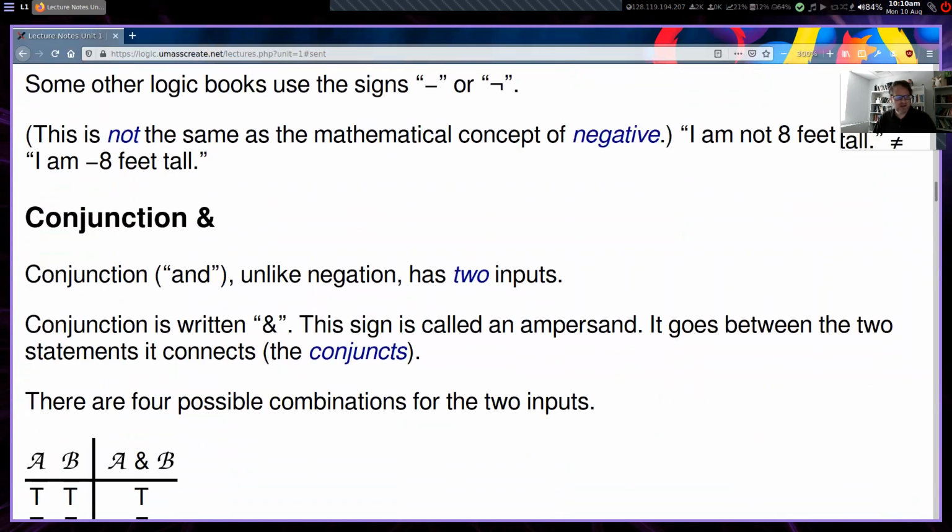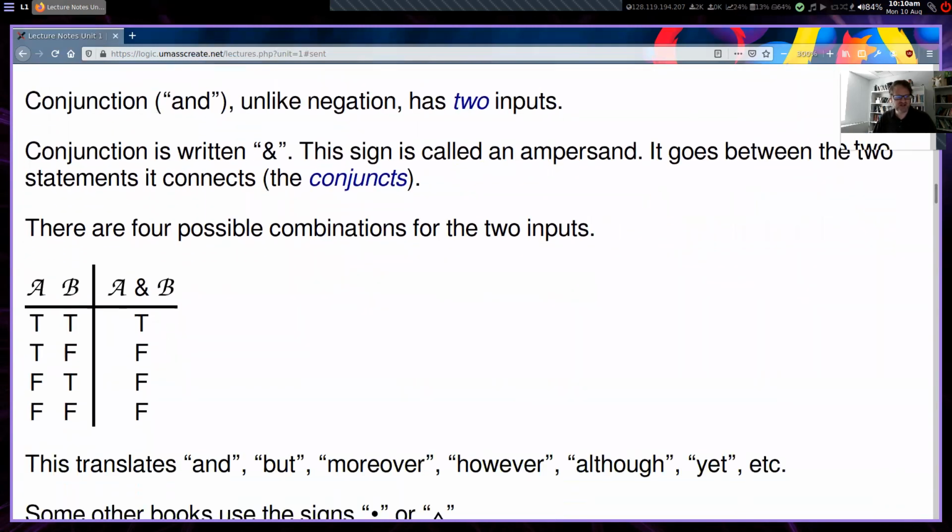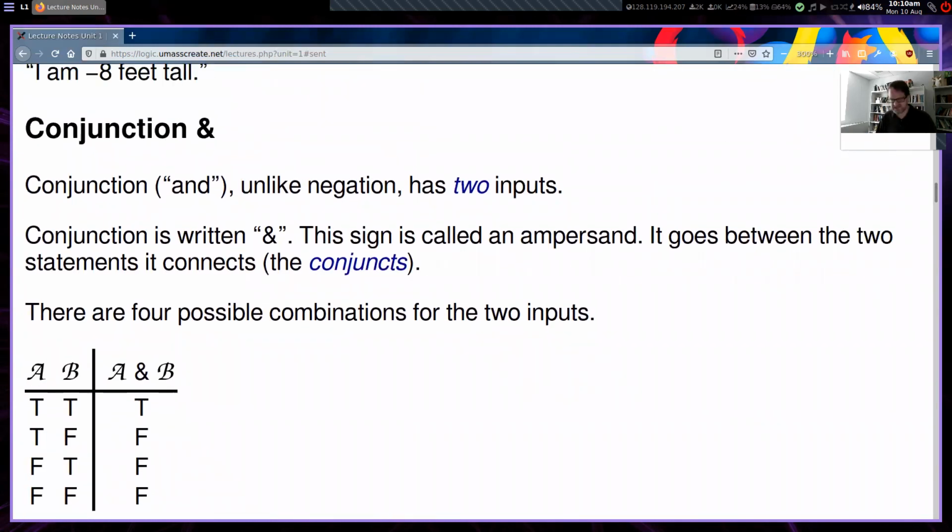Okay? So the next one we're going to talk about is called conjunction. We've kind of already talked about this. This is what the notion of and represents. Unlike negation, it has 2 inputs. Negation just has 1 input and reverses the truth or falsity of the input. Conjunction is written with the ampersand sign. You probably already know this sign. We write it in between the 2 things it connects. The 2 things it connects are called the conjuncts of the conjunction. So a conjunction is made up of 2 parts that we call the conjuncts.